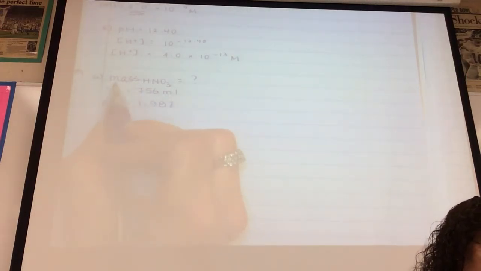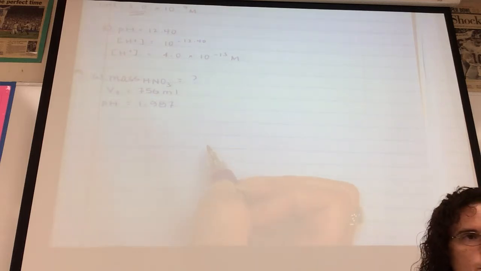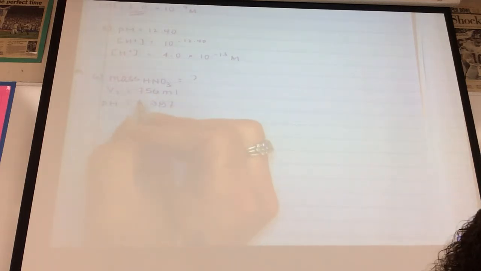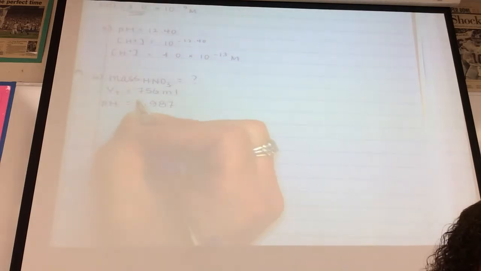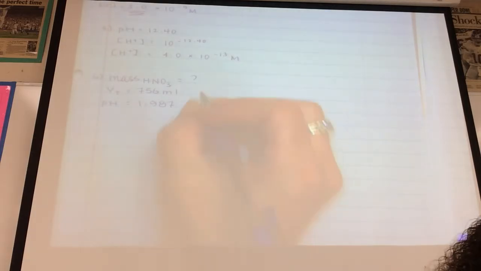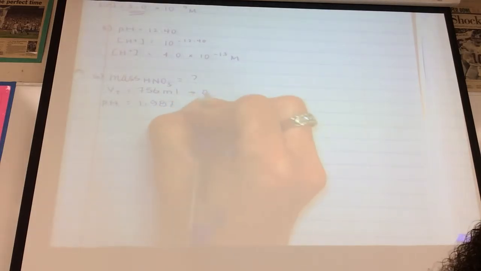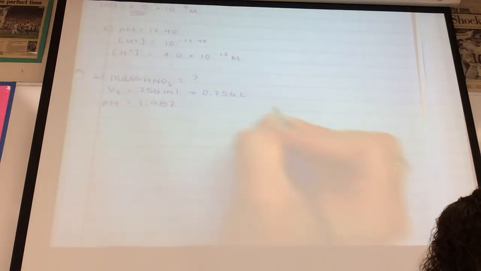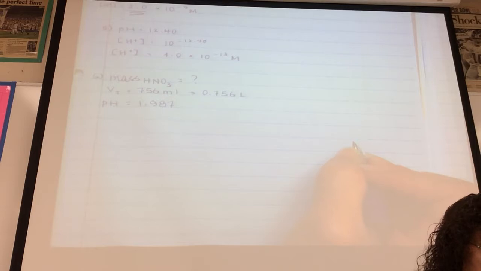I want to know the mass of the acid. I'm given a total volume. I'm given the pH. Shouldn't you convert milliliters to liters? You will need mils to liters. So absolutely, hit that right away or write it down in liters, whatever's easier for you.